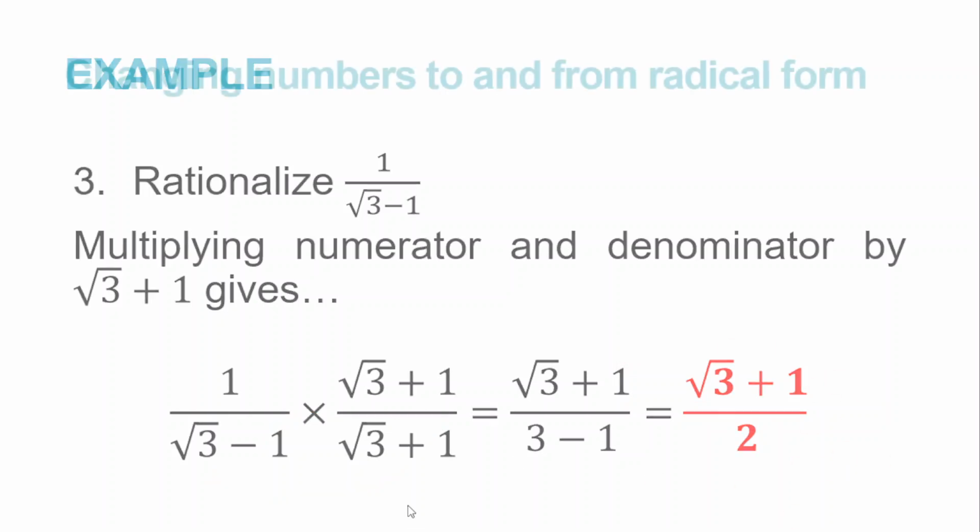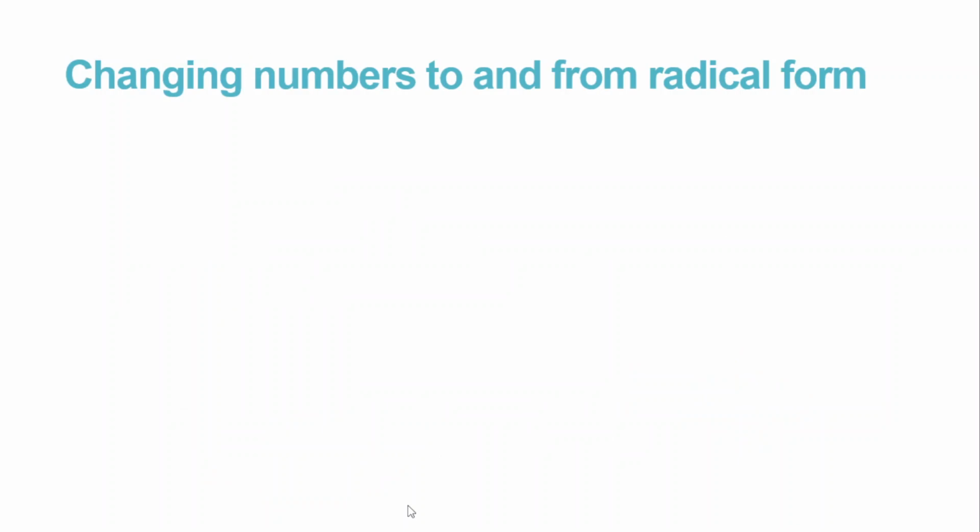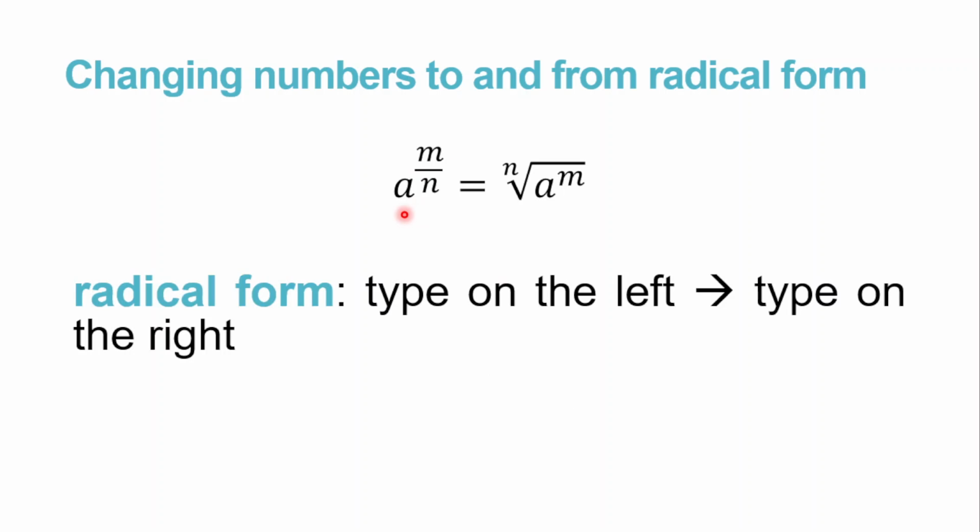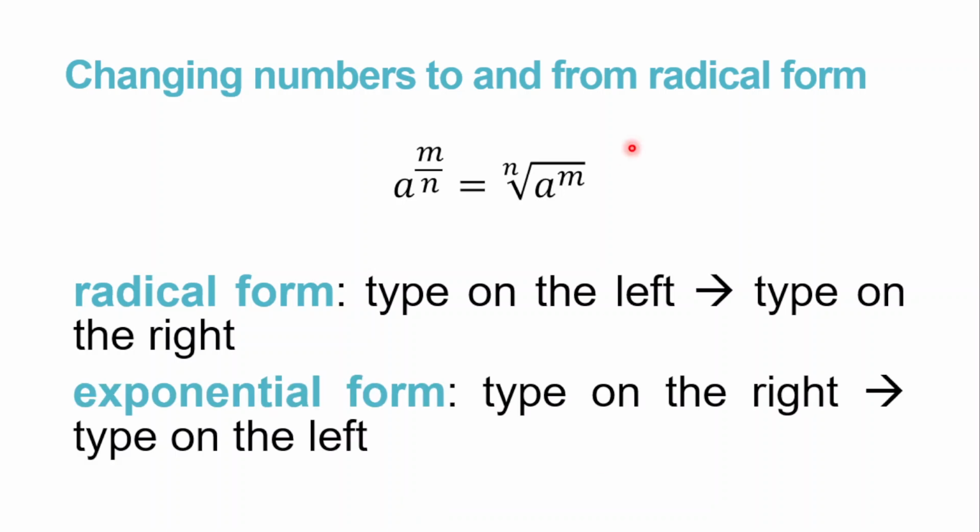Okay, so last topic. Changing numbers to and from radical form. So we have this formula here, the formula on the review. If we want to change the exponential form into radical form, we go from the left to the right, just use this to this. And if we want to go from a radical form into the exponential form, we go from the right to the left, we move this to this. Okay, so just follow this formula.